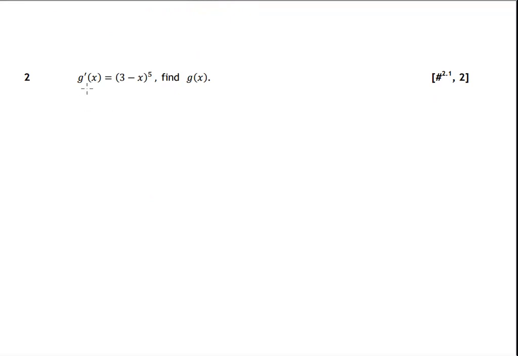Question 2 here. Just take a moment to realise that you've been given g dash of x. That means that somebody has already differentiated g of x to come to this result, and you've been asked to find g of x, which means you need to go backwards. Anti-differentiation, which is also known as integration. So the first thing to do here would be to say that you know that to get g of x we need to integrate (3 take x) to the 5. Again, don't forget the dx, that differential there, very important part of the integral.